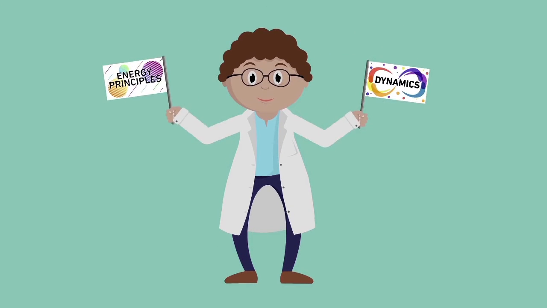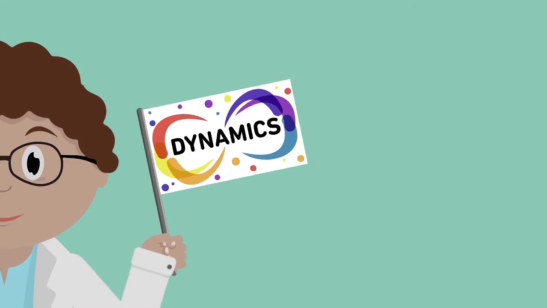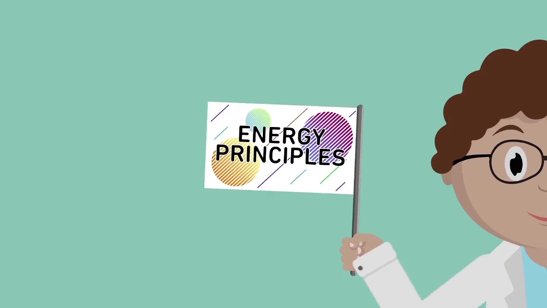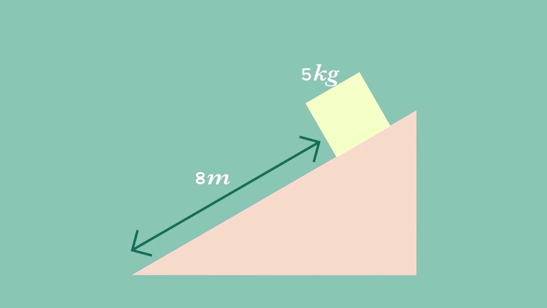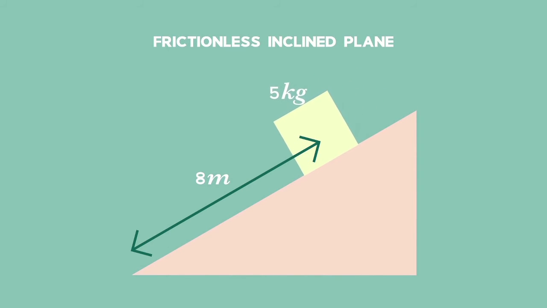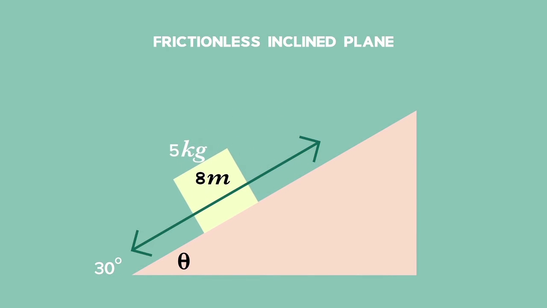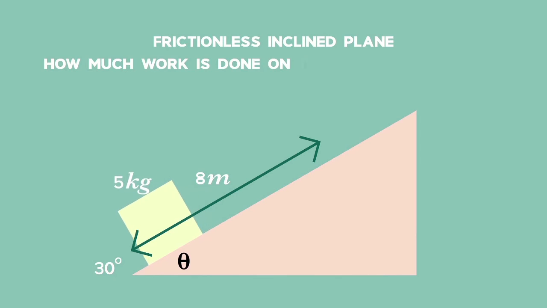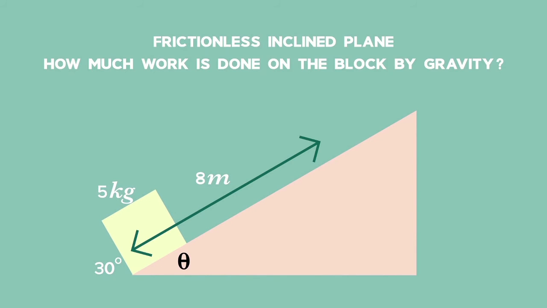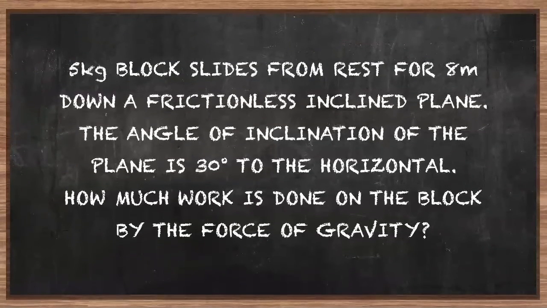And the last problem will be solved first by using principles of dynamics and then by using energy principles. A 5-kilogram block slides from rest for 8 meters down a frictionless inclined plane. The angle of inclination of the plane is 30 degrees to the horizontal. How much work is done on the block by the force of gravity? Pause for a moment and solve the problem using dynamics. You must obviously use the definition of work, but you cannot use energy principles.